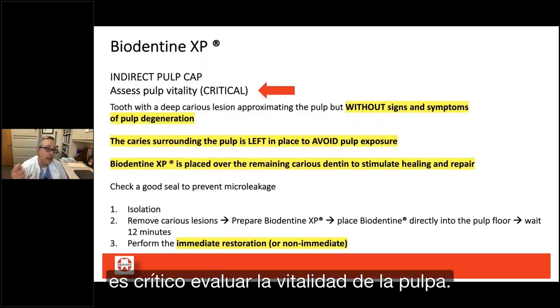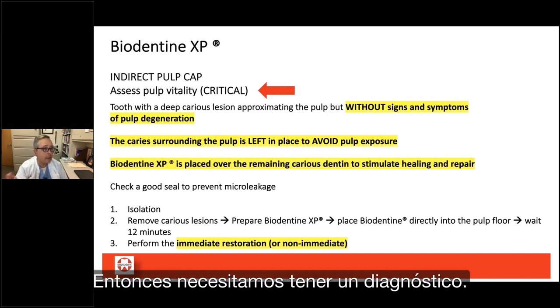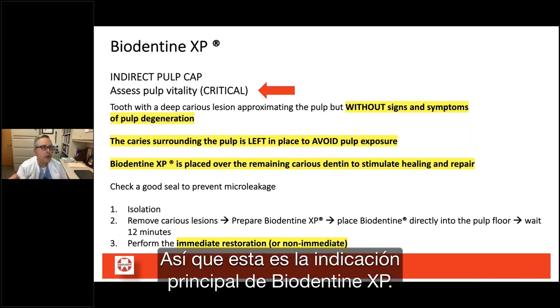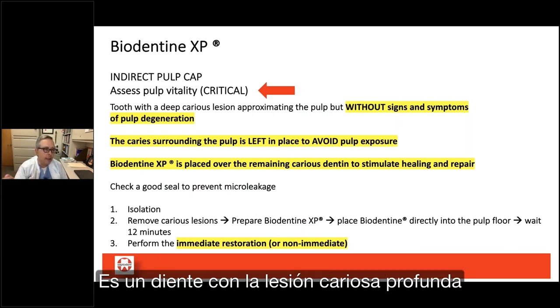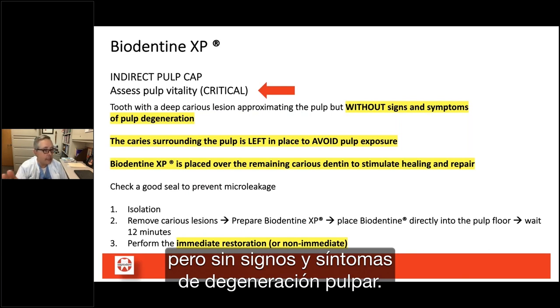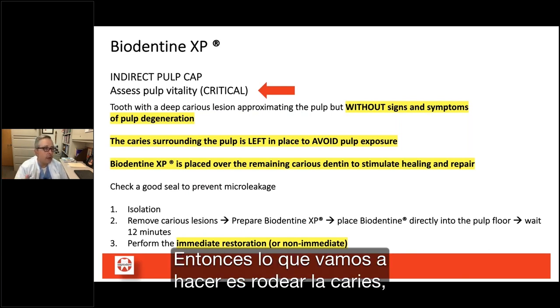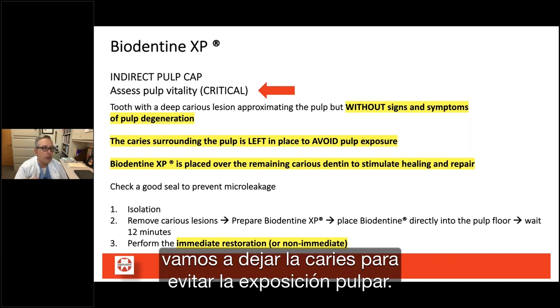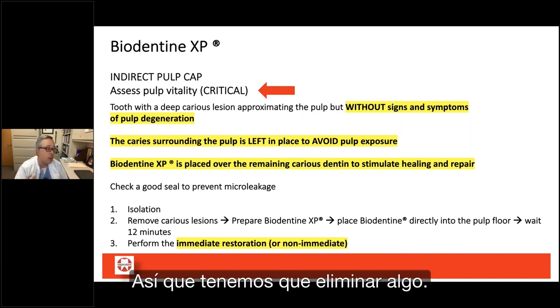As I mentioned, it's critical to assess the pulp vitality, so we need to have a diagnosis. This is the main indication of Biodentin XP: a tooth with a deep caries lesion very close to the pulp, but without signs and symptoms of pulp degeneration. Then we are going to leave some of the caries to avoid pulp exposure. So we need to remove some.